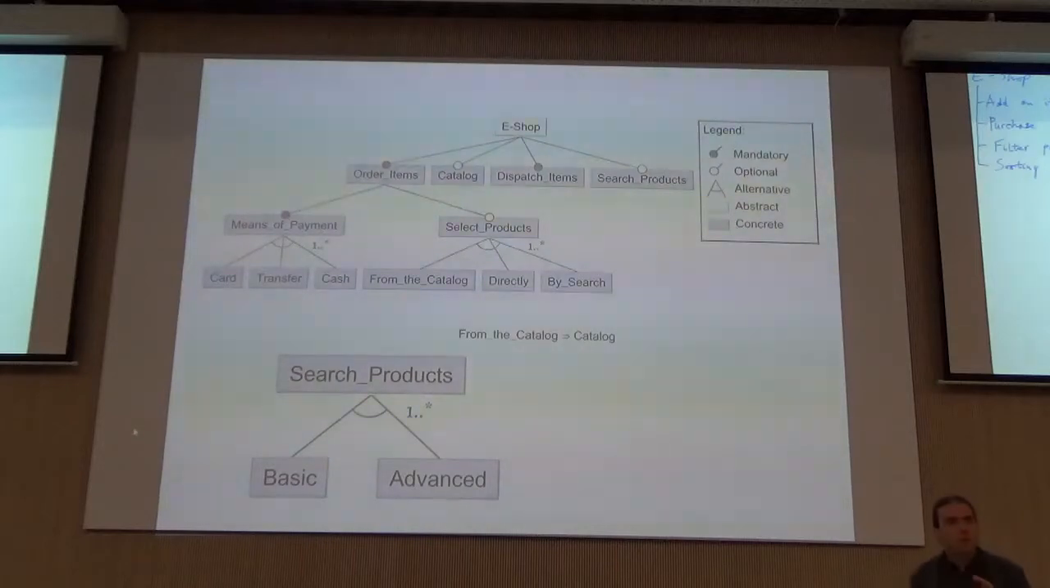If our system will include only basic or only advanced search, then we remain with this. Only one can be selected, and one must be selected, one feature. So it is upon us, upon our organization, what we are going to support. How do we perceive this domain of eShop? It's not the completely general picture of all possible eShops in the world. It's only for us.